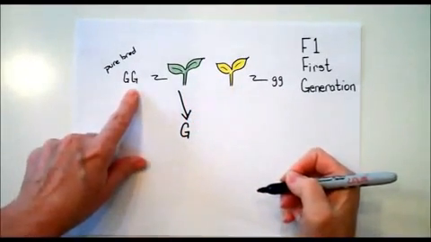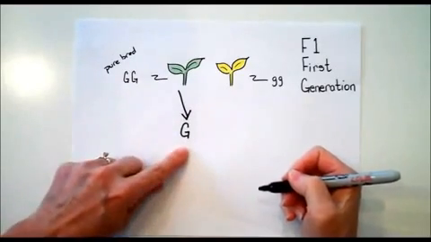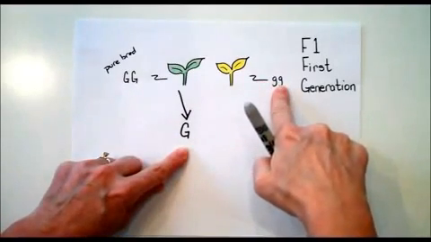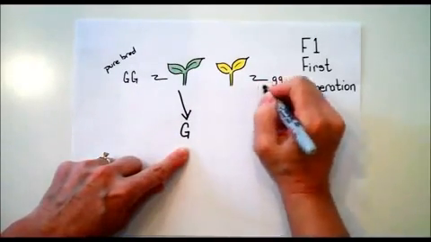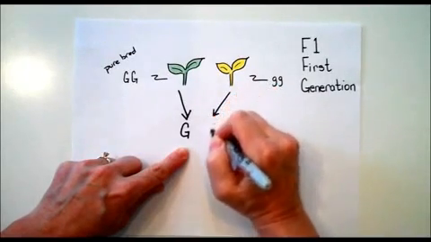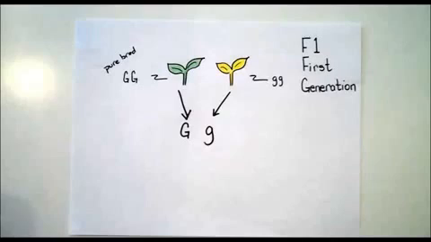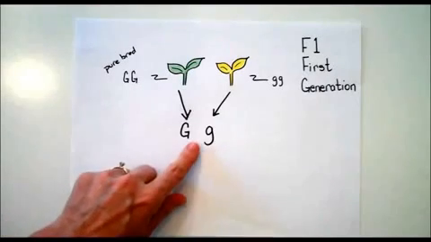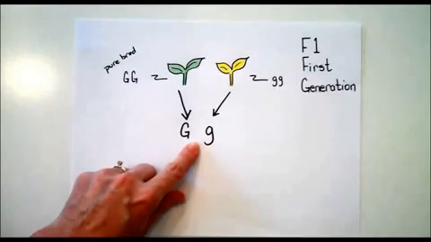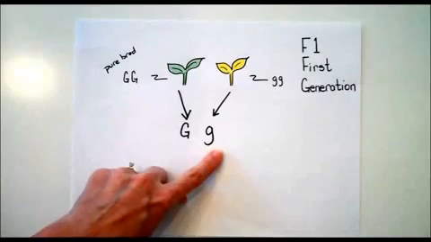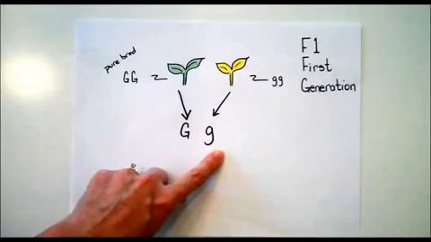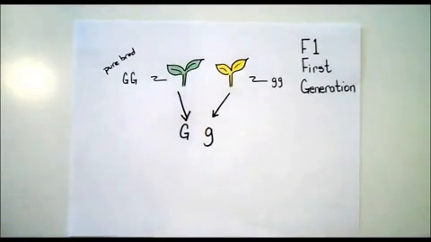only has uppercase or dominant genes to donate, and the yellow purebred plant only has lowercase g's or recessive genes to donate. The offspring have one dominant allele for pigment, represented by the capital G, and one recessive allele, represented by the lowercase g. Can you predict what color the offspring will be?